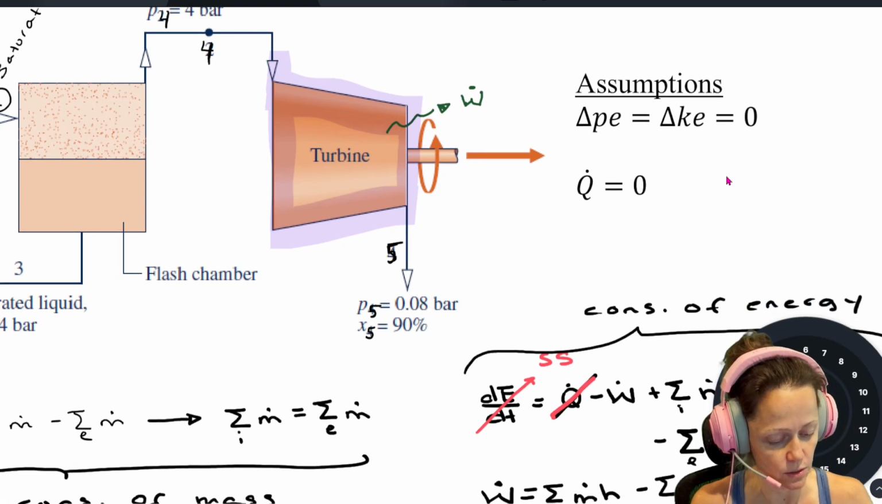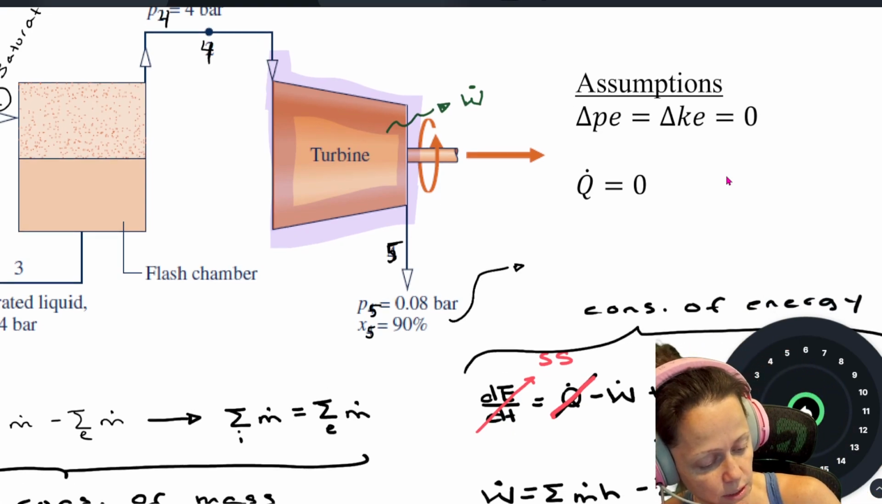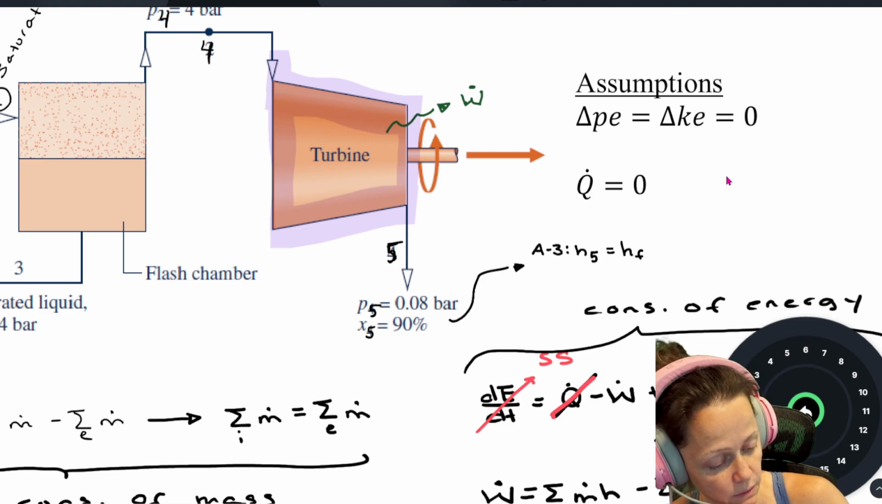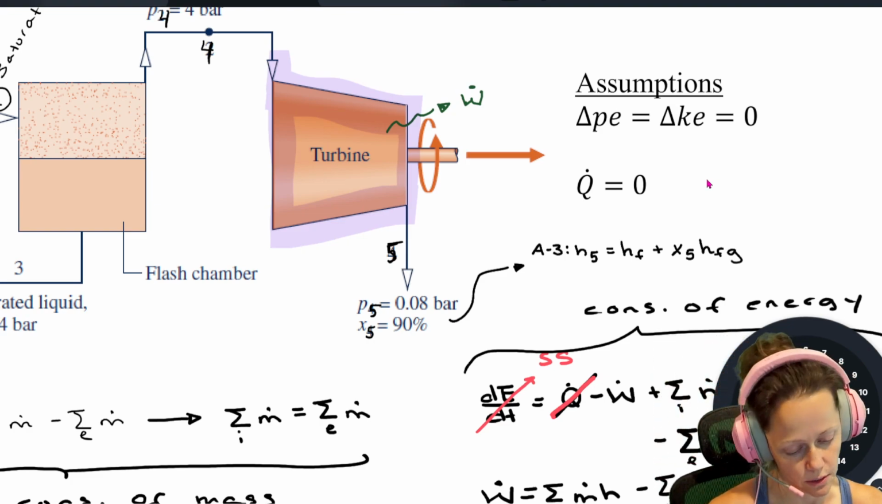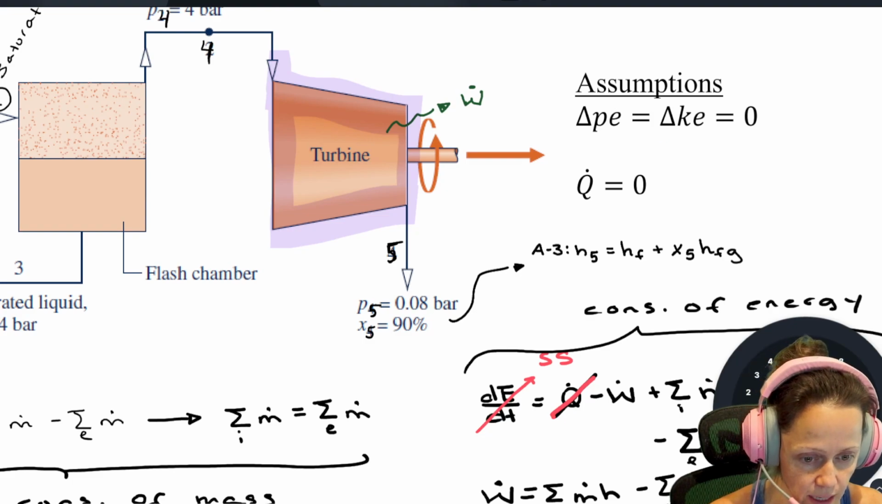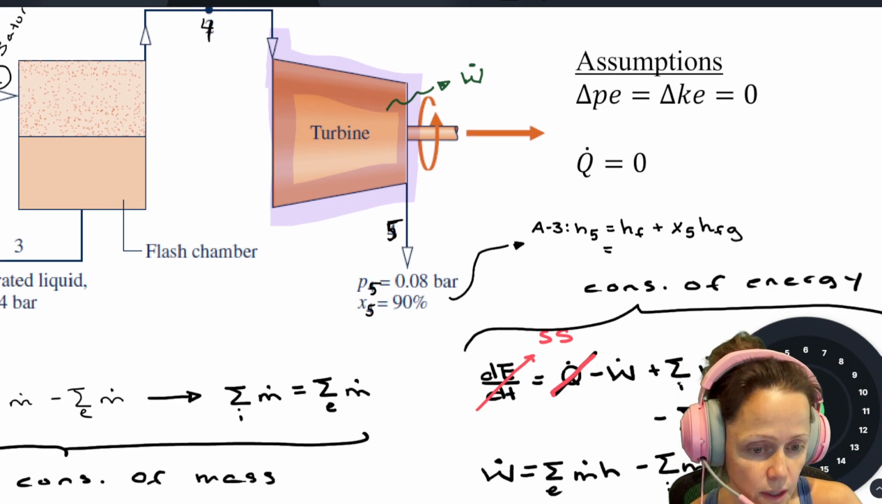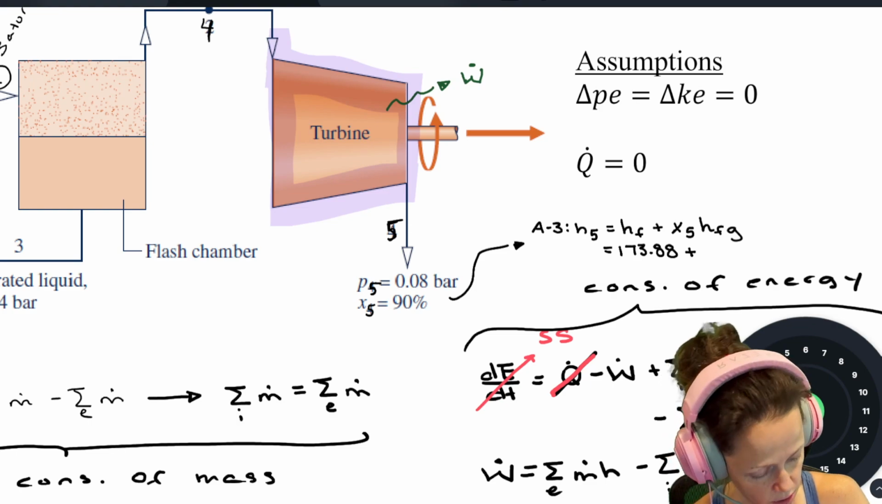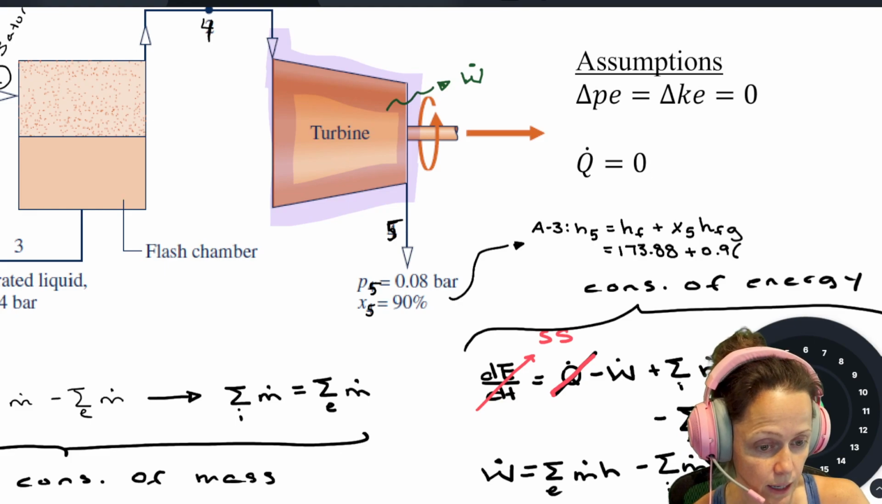And so all I need to do is look at my saturated tables that are organized by pressure. So that's table A3, water. And I would just need to calculate H5. It's going to be my H sub F plus my quality times my H sub FG. So I will leave it up to you to plug that in and see what that is, but actually, I'll go ahead and write it down. So my H5 is going to be 173.88 plus my quality, which they gave me as 0.9, times my H sub FG, which is H sub G minus H sub F.